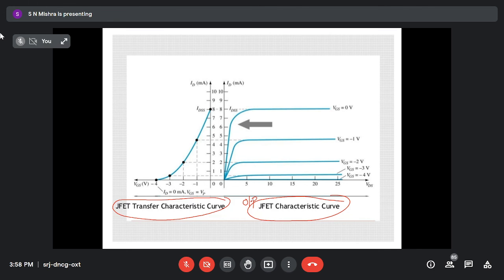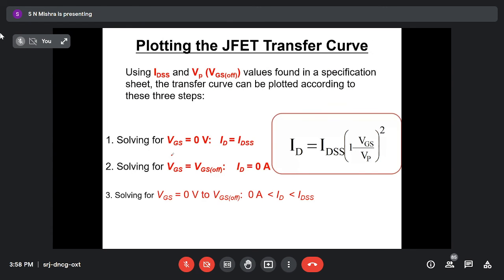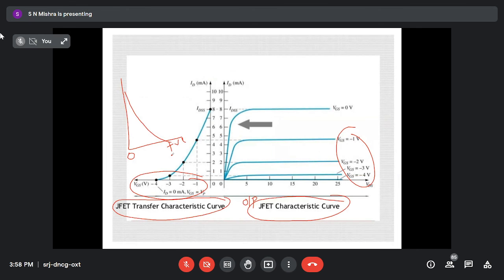In the same way, if you try to plot for P channel, then instead of this negative, it will be plus, and instead of this negative, this will be plus. So the graph will be like this, an exponentially decaying function, but going from 0 to positive values. So you can draw the P type JFET.